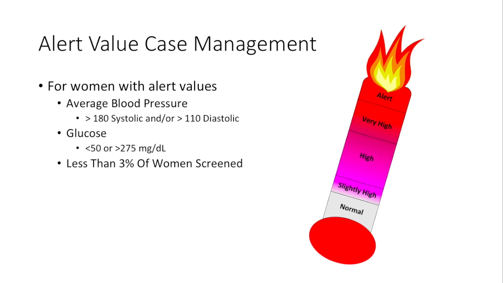The good news is that this isn't a lot of women. We're talking about less than 3% of the women we screen, and really what we've seen in the last couple of years is less than 1% of the women screened fall into the alert values. So it's not a lot of folks that you're going to have to be doing this on. But when it happens, we want to make sure that they get the treatment that they need, they get evaluated and get started on treatment right away so that they don't have any lasting damage from these really high values.